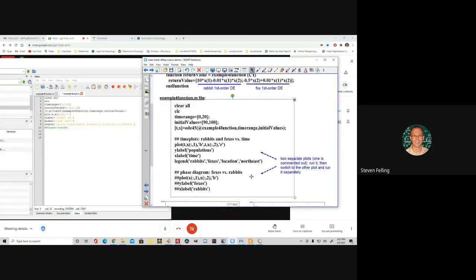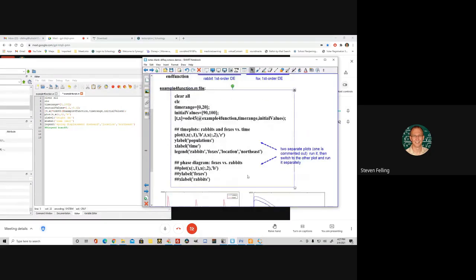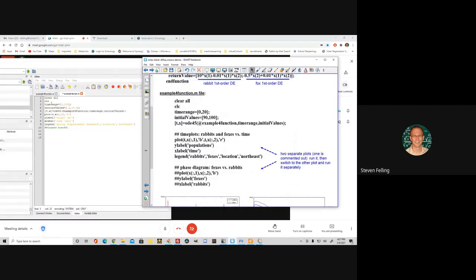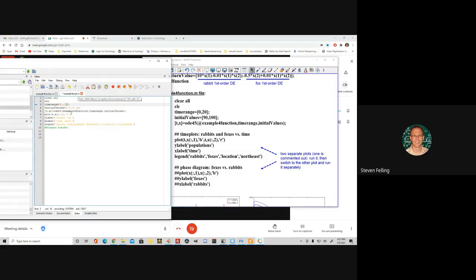And for the script, we're going to do a couple of different things here. So I've got my clear all, CLC, time range. Let's go to 0 to 20. That works out well for this problem. And then for our initial values, we have to put the initial values for the first column, which is the rabbits, which was 90. And for the second column, the initial value for the foxes, which is 100. Okay, we're calling the function here.